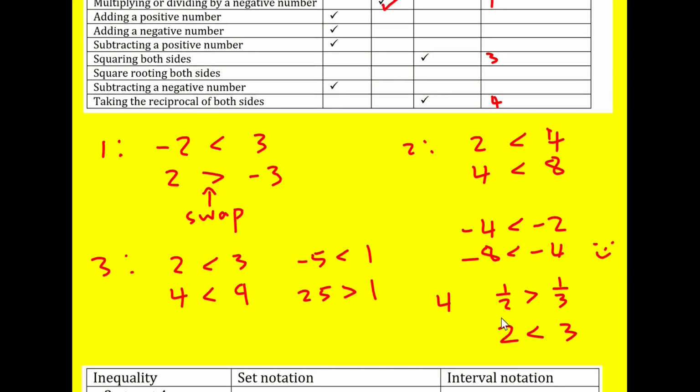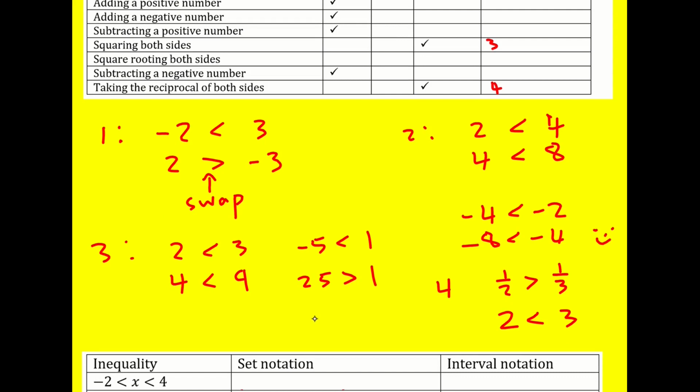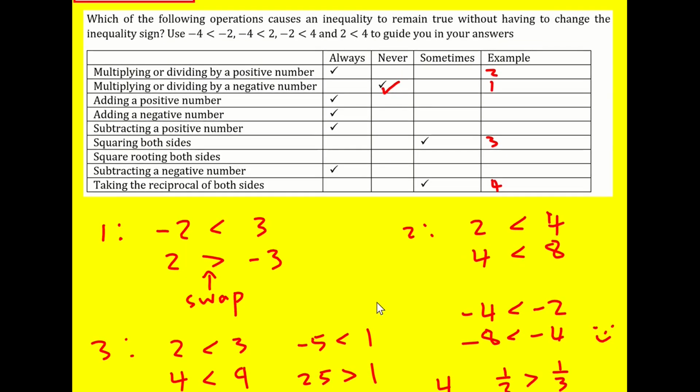However, if you had, this is my last example, that minus a half is less than 4, if I take the reciprocal, I'd get minus 2 is less than a quarter, and I'd keep the sign the same. So again, basically, try and avoid ever taking reciprocals with inequalities or square rooting. If you need to, then you need to think about it more deeply than just swapping the sign around. You need to think about specific cases.